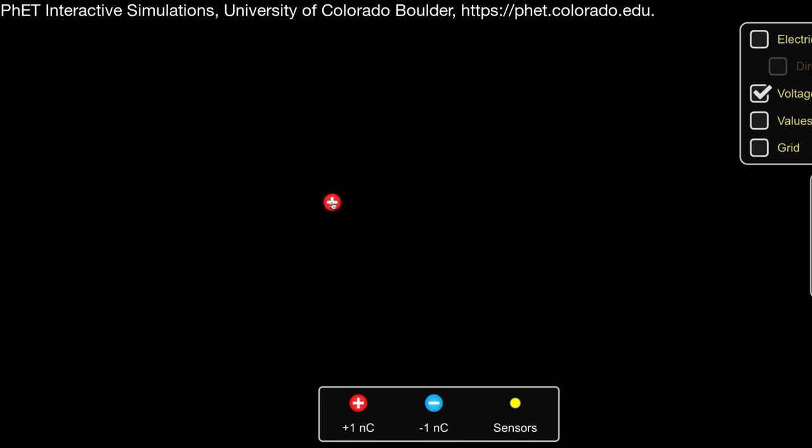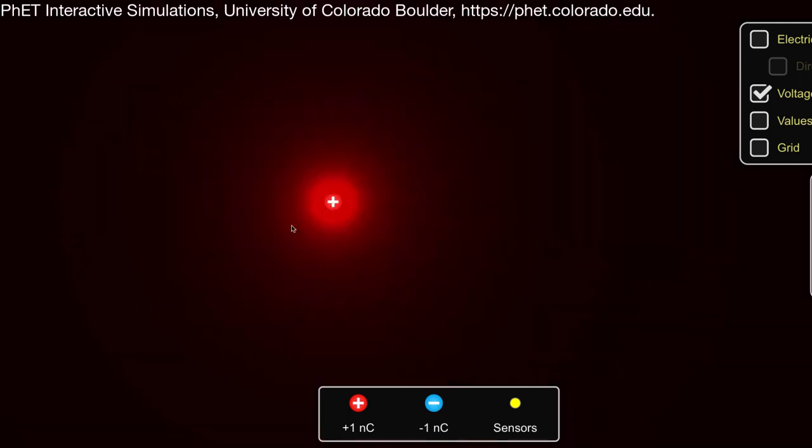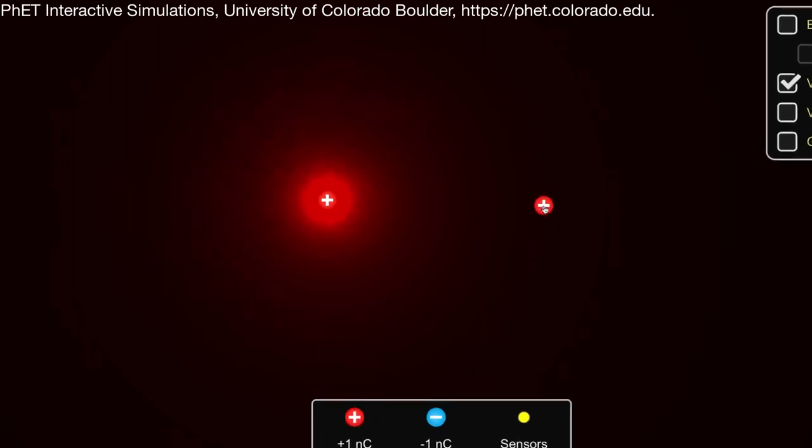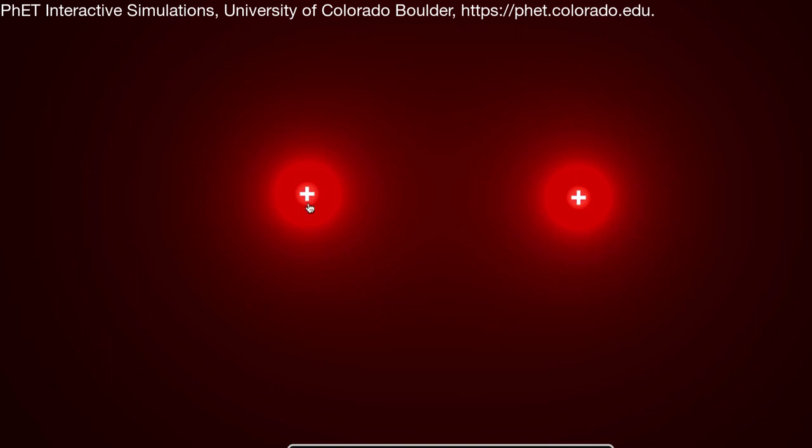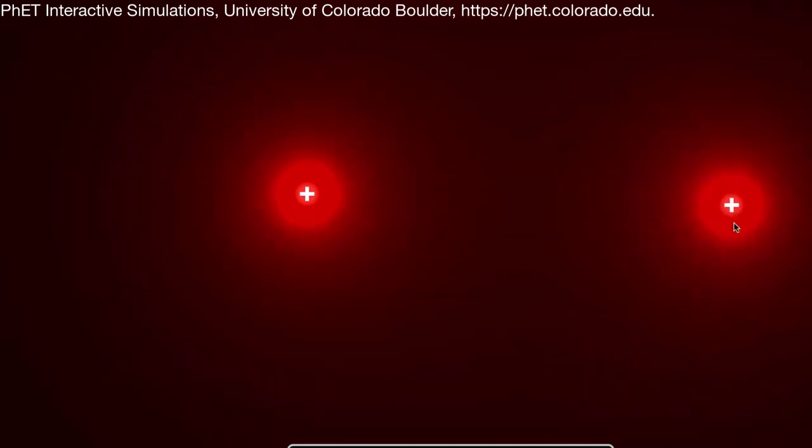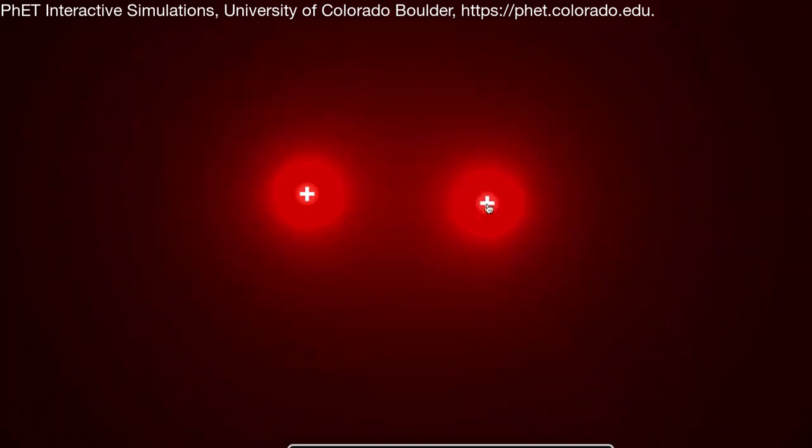So let me put a positive charge over here, and we get spherical equipotential surfaces. The brightness represents how strong the field is. But what's important is that it's spherical, because there's one charge. Let me put another charge over here, and you can see another sphere. They're very far away, so they're not interacting with each other. But now let's see what happens when I bring them close to each other.